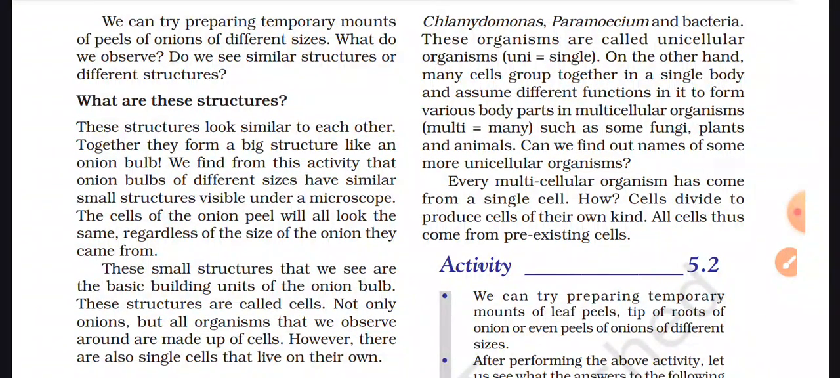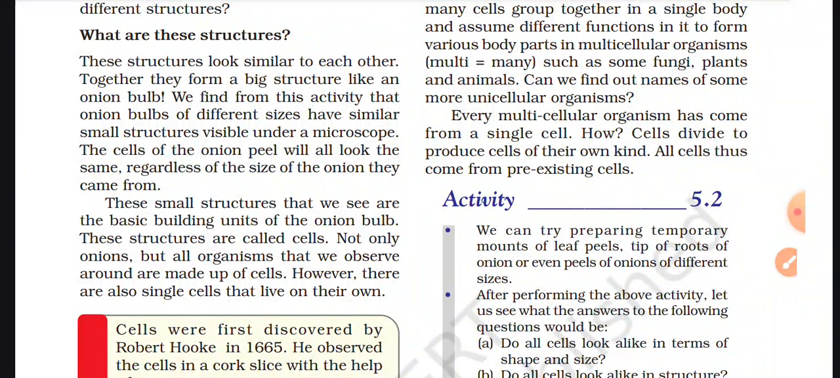We can try preparing temporary mounts of peel of onions of different sizes. What do we observe? Do we see similar structures or different structures? What are these structures? These structures look similar to each other. Together they form a big structure like an onion bulb. We find from this activity that onion bulbs of different sizes have similar small structures visible under a microscope. The cells of the onion peel all look the same regardless of the size of the onion they came from.